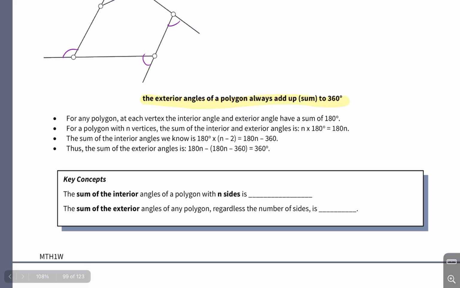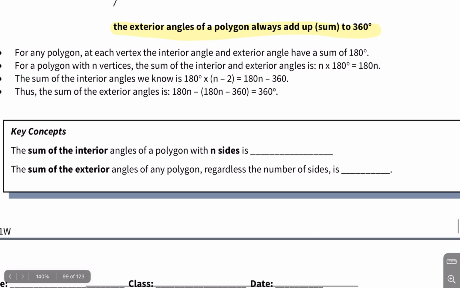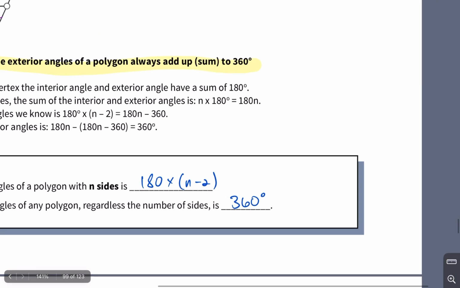That's the rule. Okay? So in summary, the key concepts are the interior angles, the sum is 180 times n minus 2. N is the number of sides. And for the exterior angles, the sum of all those exterior angles just sum up to 360 degrees. The full rotation of a circle.